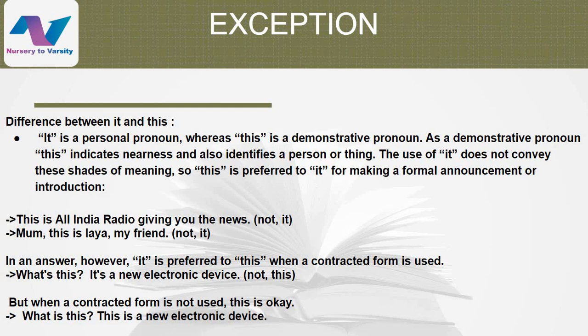Now, in an answer, however, it is preferred to this when a contracted form is used. When I ask someone, what's this? It's a new electronic device. Here, I am pointing to a new electronic device, but still I'm not using this, being a demonstrative pronoun. No. As per the exception, when the speaker asks a contracted form of question, the listener or responder can use it, or should use it. Whereas when the contracted form is not used, then it's simply this. For example, what is this? This is a new electronic device. In this case, I'm not using it's or it.